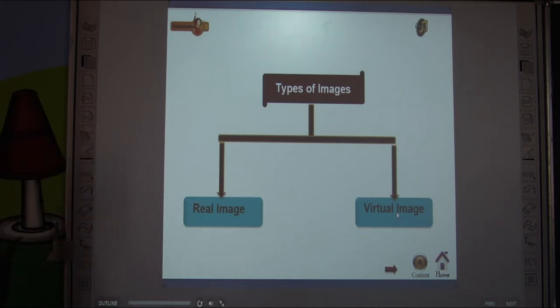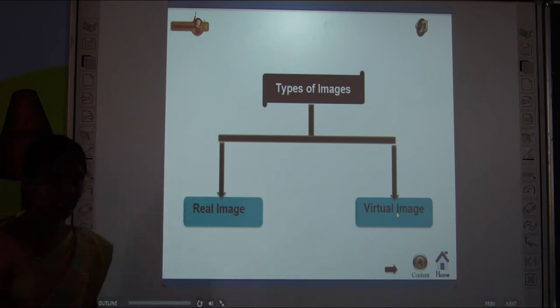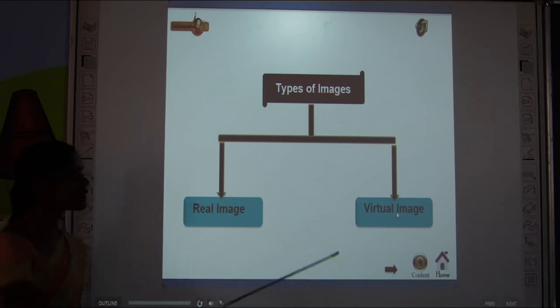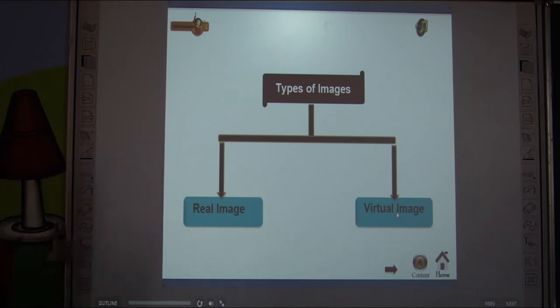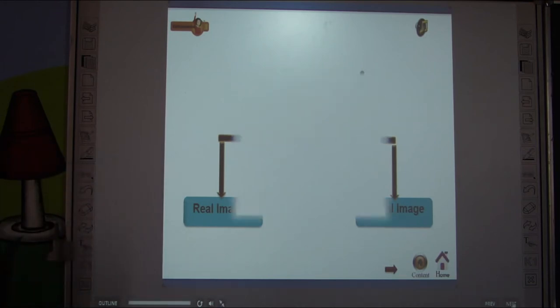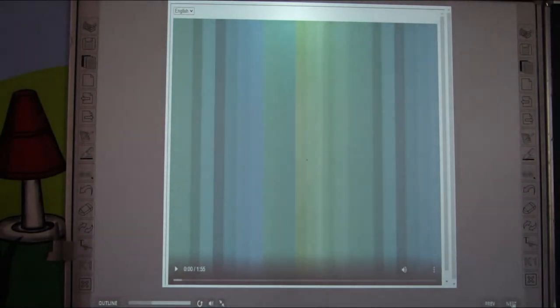So what is called real image? We can capture or obtain this real image on the screen. So that is called real image. What is called virtual image? We cannot capture or obtain the image on the screen. That is called virtual image. So these are all the two types of images. Let us see one video about real and virtual images.